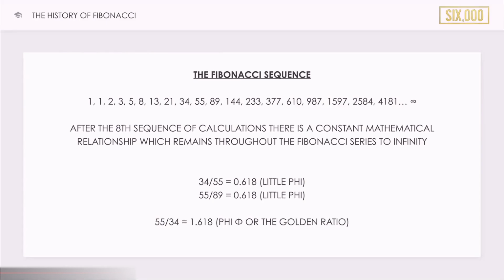Now, surprisingly, if we flip those numbers in reverse and take the same numbers as above, and we divide 55 by 34, we get 1.618, which is known as phi, and that is the symbol for phi, or the golden ratio. It's known as many other things. 89 divided by 55 also gives us 1.618.